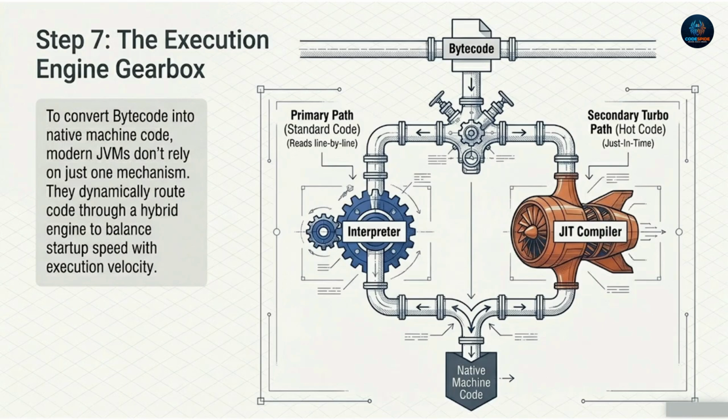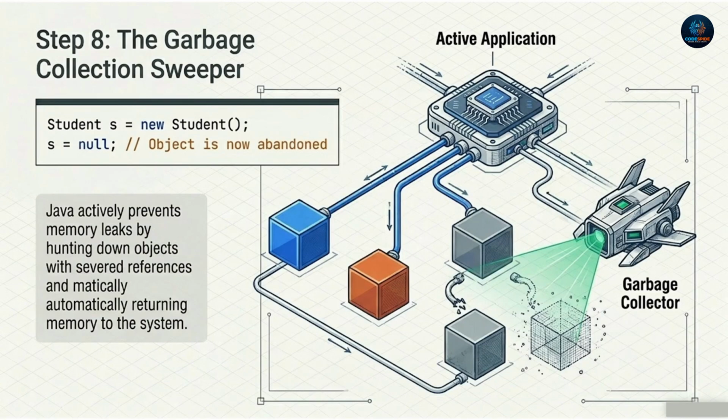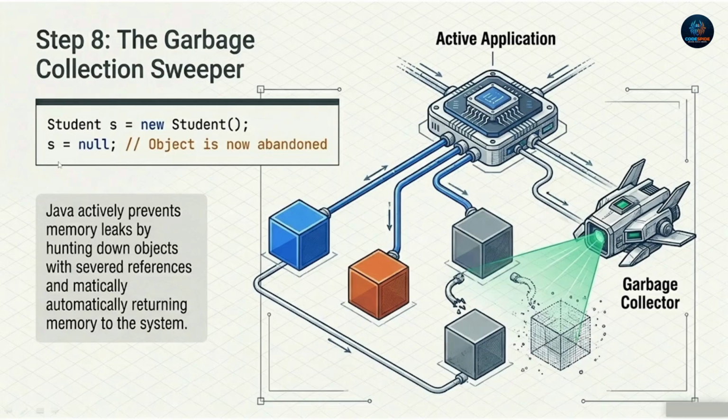Then if we move to the next step, that is a very important concept: the garbage collector. What is the garbage collector? Look here, Java automatically manages memory using garbage collection. For example, suppose we write Student s = new Student(); s = null; the object is now abandoned. The object is no longer referenced, because we assigned null to the same reference variable.